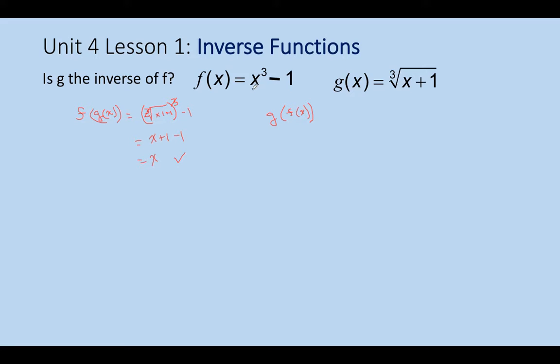If I plug in F of x wherever I see the x in G of x, that would give me the cubed root of x cubed minus 1, plus 1. The negative 1 plus 1 would cancel out, giving me the cubed root of x cubed, which just winds up being x. And so this works again, and so yes, these are inverses of each other. All right, moving on.